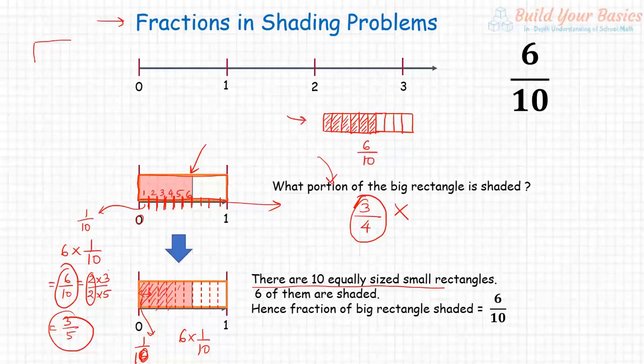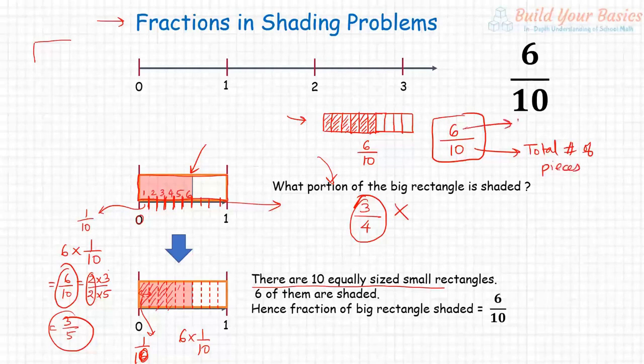Now there are 6 rectangles shaded. Total rectangles is 10. That is why the total number of pieces is 10. Number of rectangles shaded is 6. So you write it as 6 over 10. Here, this is the total number of pieces. This is what you pick or shade, right? The one that is of interest to you.